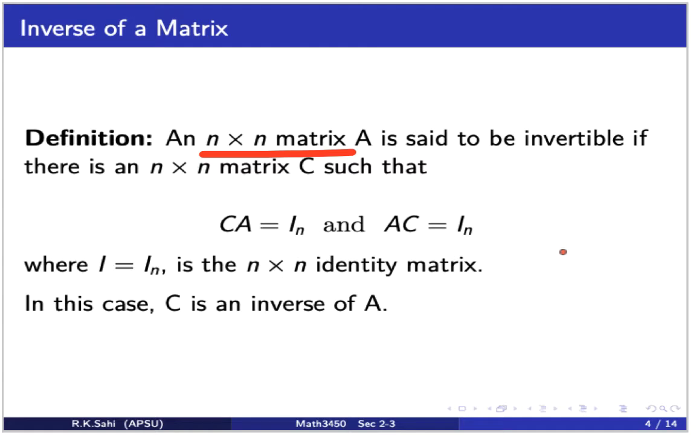So an n by n matrix A is said to be invertible if we have another n by n matrix C such that when C is multiplied to A on the left-hand side, it gives us the identity matrix of size n, as well as when C is multiplied to A on the right-hand side, it also gives us the identity matrix. Where I_n is the n by n identity matrix here. So what we say over here is that C is an inverse of A.